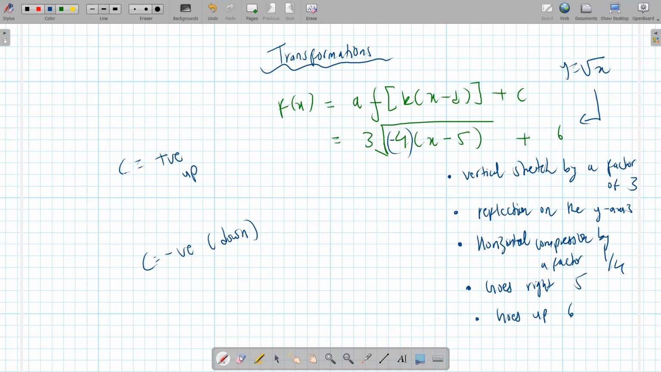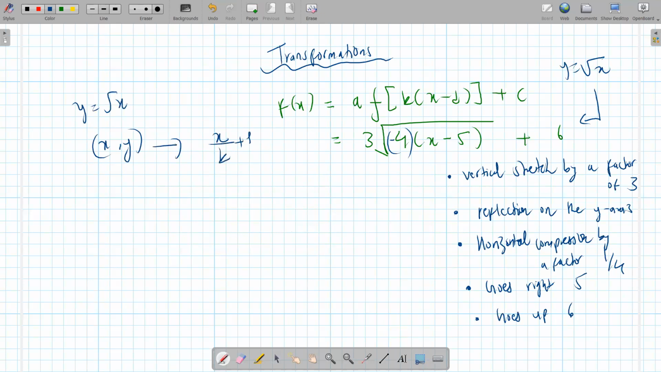Okay, and to sketch this, let's do the point mapping rule. To sketch this, we're going to use the point mapping rule, which says this: any point x, y on the original function becomes x over k plus d, ay plus c on the transform function. How does that work? Here, let me show you.